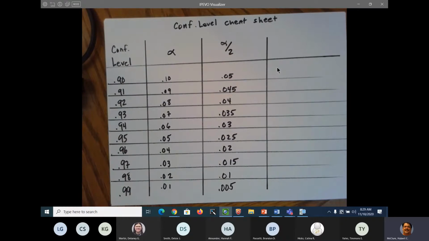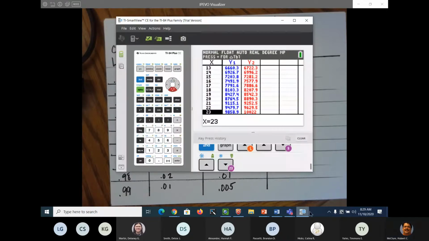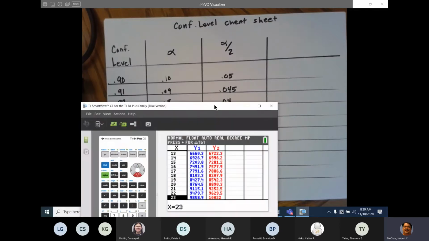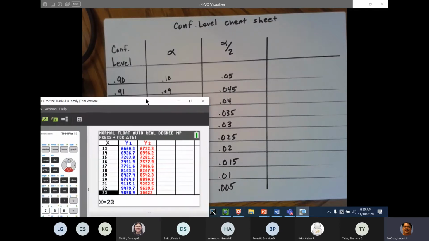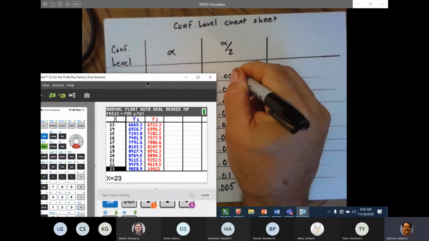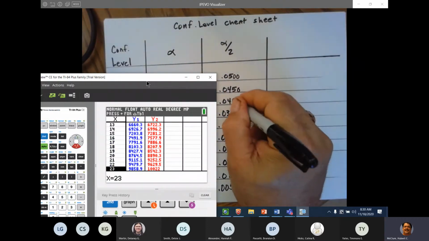Now we have to get the handy dandy calculator out. And I need to move this over. Technically, these are areas. So I'm going to add a 0 and a 0 on each one.